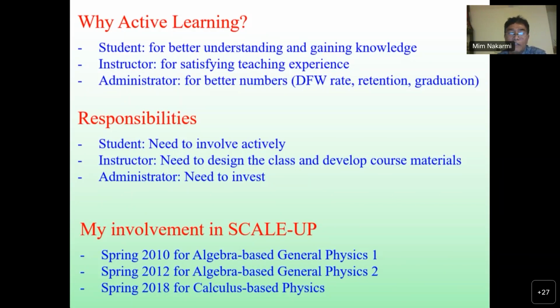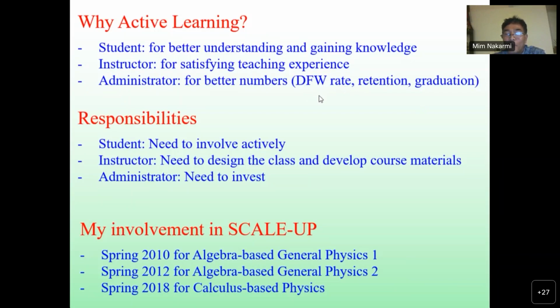And as a teacher, we don't get lots of money. But teaching satisfaction, job satisfaction, that's what we like and want, and active learning will give that. And for administrators, they like to have better data points. Those data points are related to what we call DFW: D grade, F grade, W means withdraw.